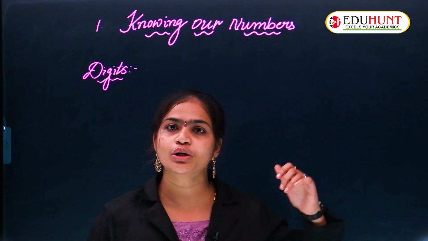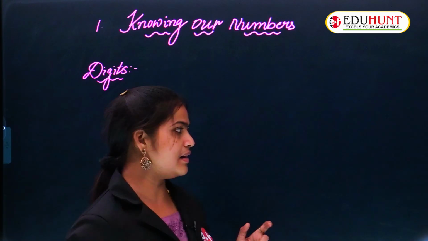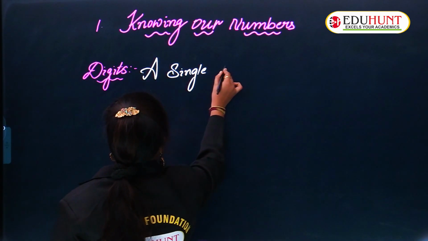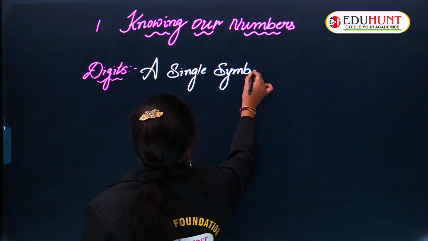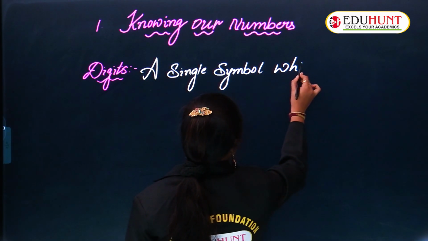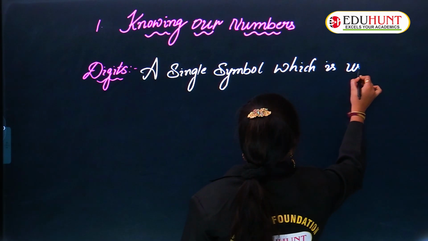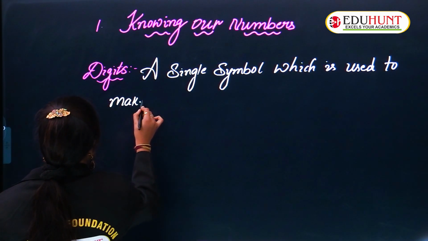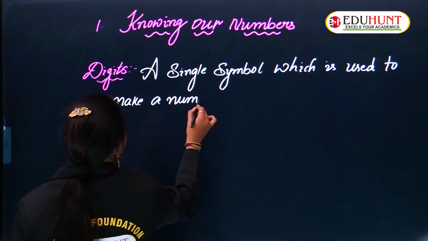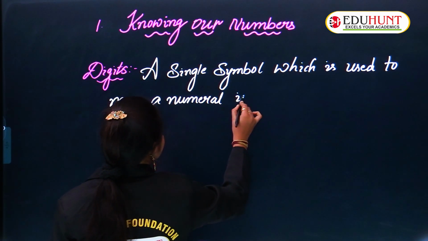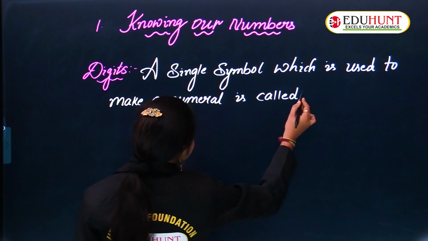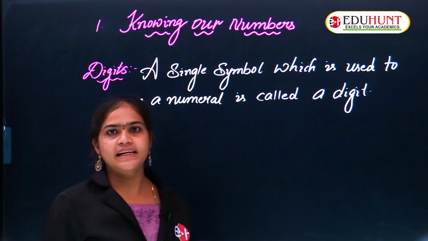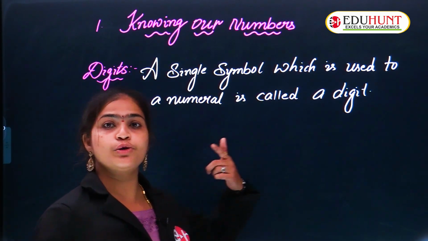Then what is the definition of a digit here? A single symbol which is used to make a numeral is called a digit. Okay, this is the definition of the digit. A single symbol which is used to make a numeral.